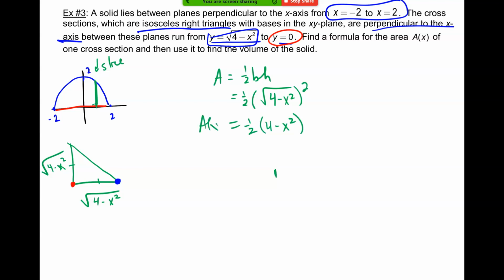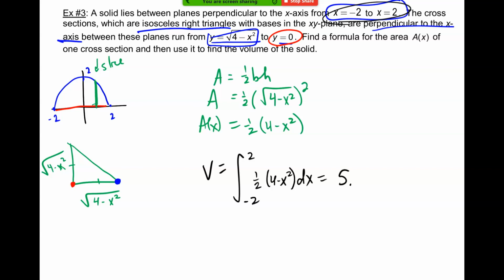So that is my A of x. That's my equation for area. And then to find volume, we're going to go from -2 to 2, because it told us our bounds. We're going to take our equation for area and integrate it. So this is something you would plug into your calculator.